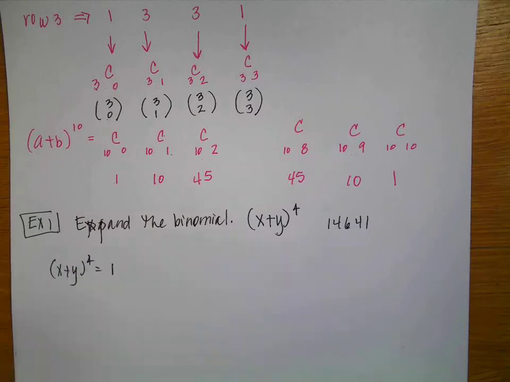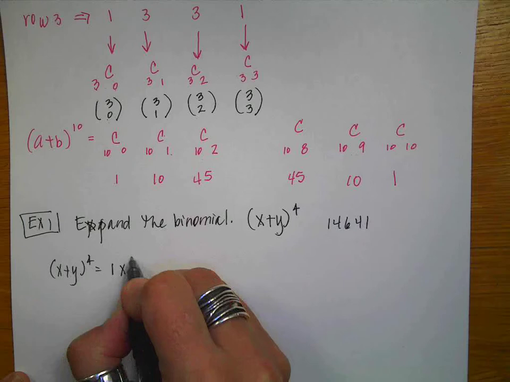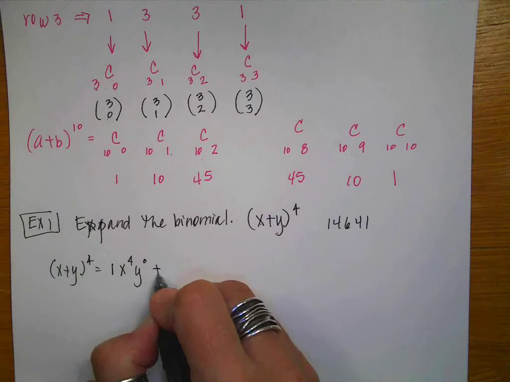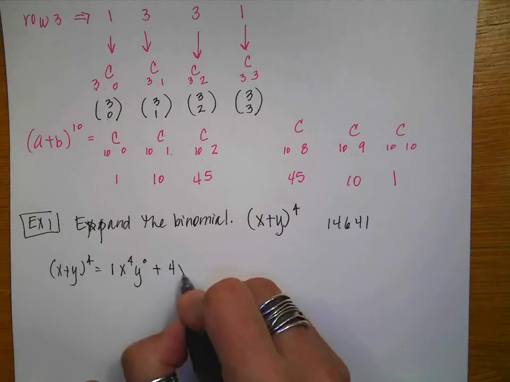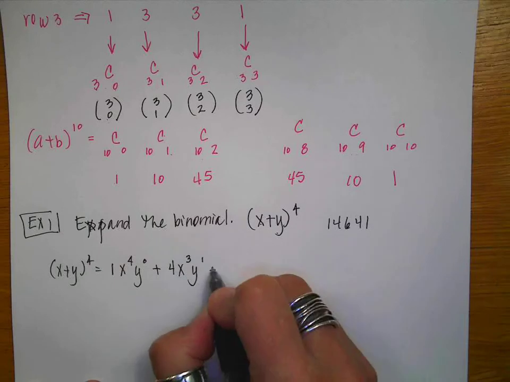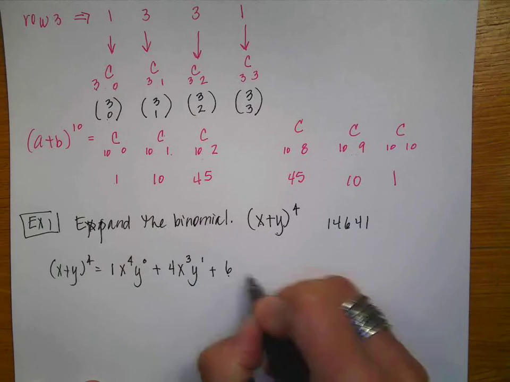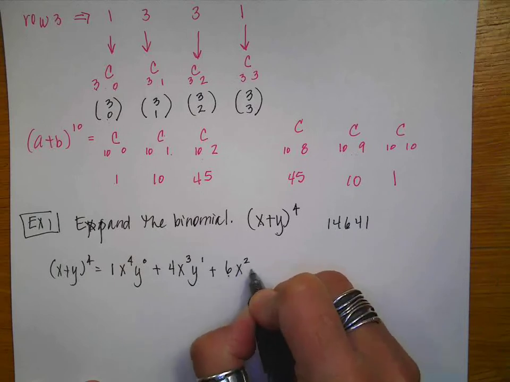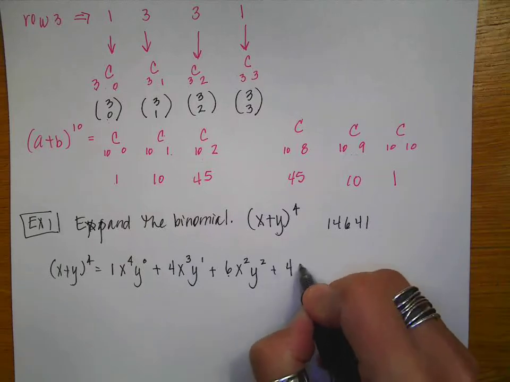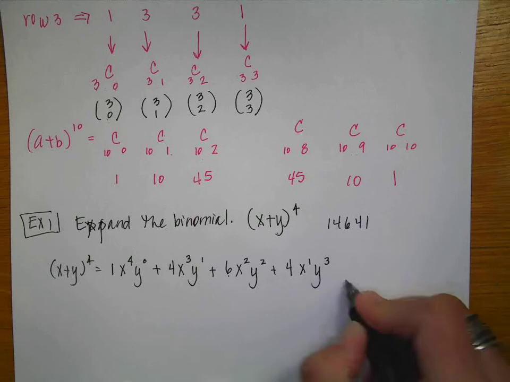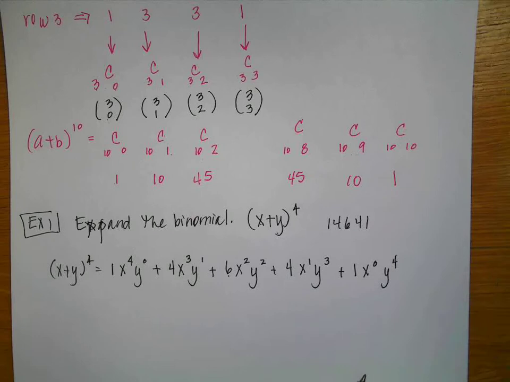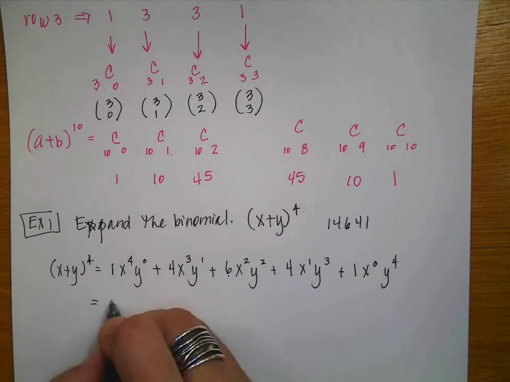So when I do x plus y to the fourth, I always write my coefficient first. The first variable starts at the highest power. The second variable starts at 0. And then I'm going to write down my coefficient 4. X is going to decrease in power. Y is going to increase in power. And then I'm going to write the 6, because I always write my coefficients first. X is going to go down in power. Y is going to go up in power. And then I'm going to write the 4. X is still going down. Y is still going up. And then the last one, X is now 0, and Y is going to be to the fourth.